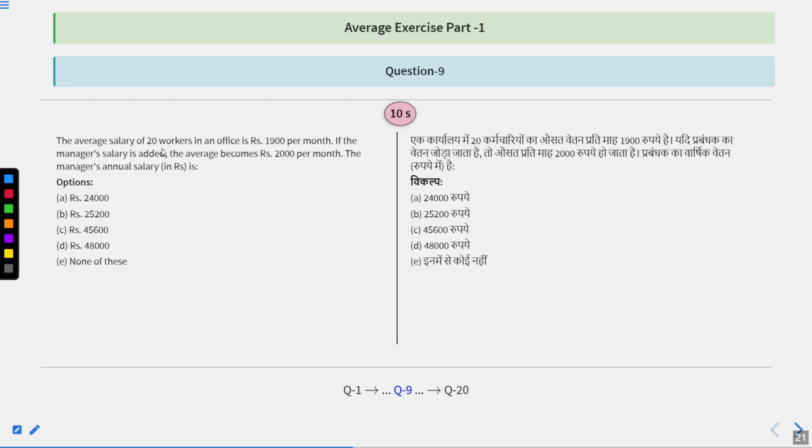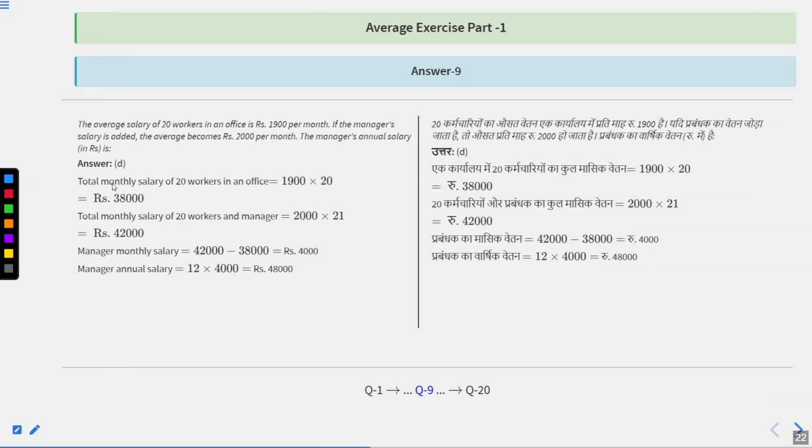The average salary of 20 workers in an office is 1900 rupees per month. If the manager's salary is added, the average becomes 2000 rupees per month. What is the manager's annual salary in rupees? Clear? So you have 5 options and 10 seconds to analyze the question. Your time starts now. Now time's up. Let's see the solution.